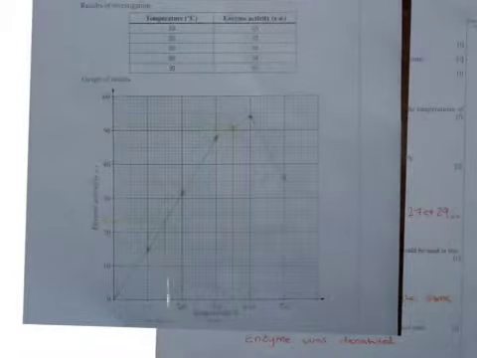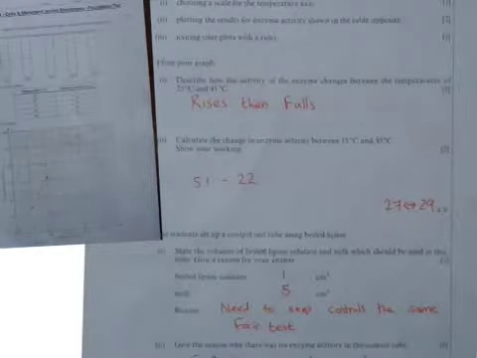Calculate the change in enzyme activity between 15 degrees Celsius and 35 degrees Celsius showing your working. So it's 2 marks. You get 1 mark for showing your working and another mark for the answer. So to do that, between 15 and 35, we've just drawn the line up. 15 is 22. 35, it's 51. I've simply subtracted 22 from 51 to get my answer there, which was 27, I think. Anywhere between 27 and 29 on the mark scheme.